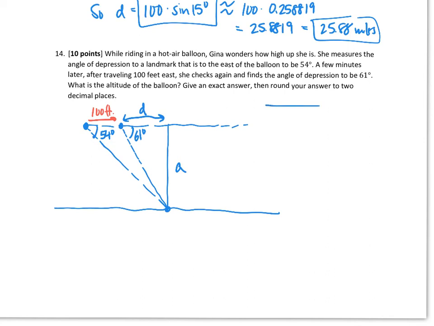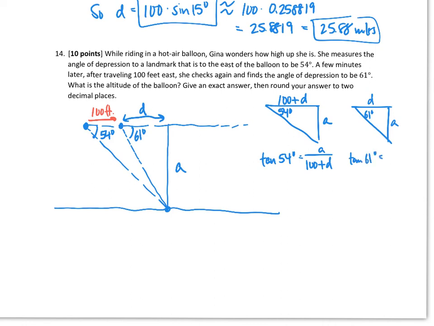So our two triangles, one has a 54-degree angle, has opposite side A and adjacent side 100 plus D. The other triangle has a 61-degree angle, has opposite side A and adjacent side D. So we're going to use tangent here because we're talking about opposites and adjacents. So the tangent of 54 degrees is opposite over adjacent, so in this case A over 100 plus D. And the tangent of 61 degrees is opposite over adjacent, A over D.